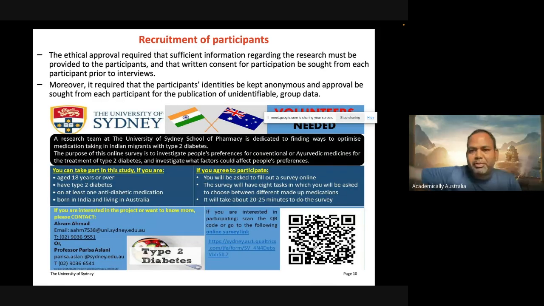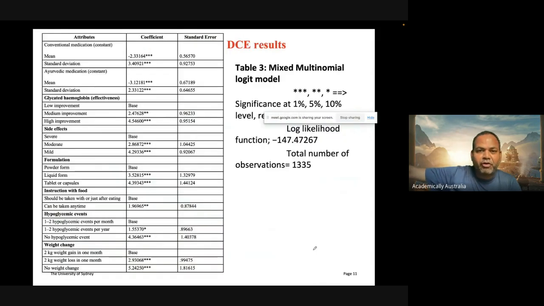And then we recruited the patients online, with a lot of advertisements on Google and Facebook and all those things, and we got a very good response, and the study was completed. It's already published. Three, four articles are already published. So these are the results we found.